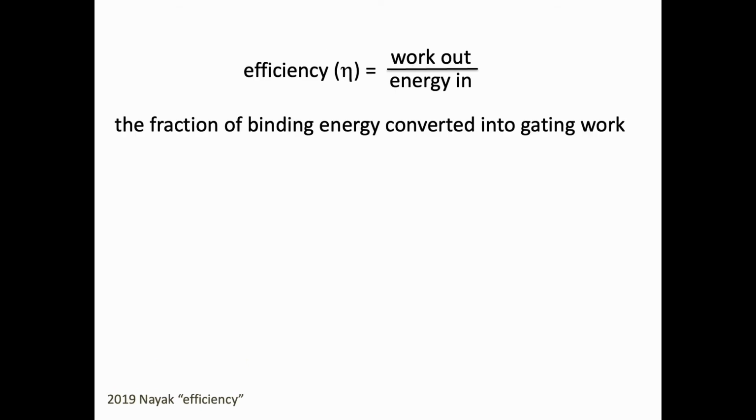The efficiency of a machine is defined as the useful energy out, or work out, divided by the energy going into the machine. So in words, in receptors, this means the fraction of binding energy, that's the energy in, that is converted into gating work. So this is a chemical, mechanical energy conversion process. That's what receptors do for a living. And efficiency gives you the fraction of binding energy converted into gating energy.